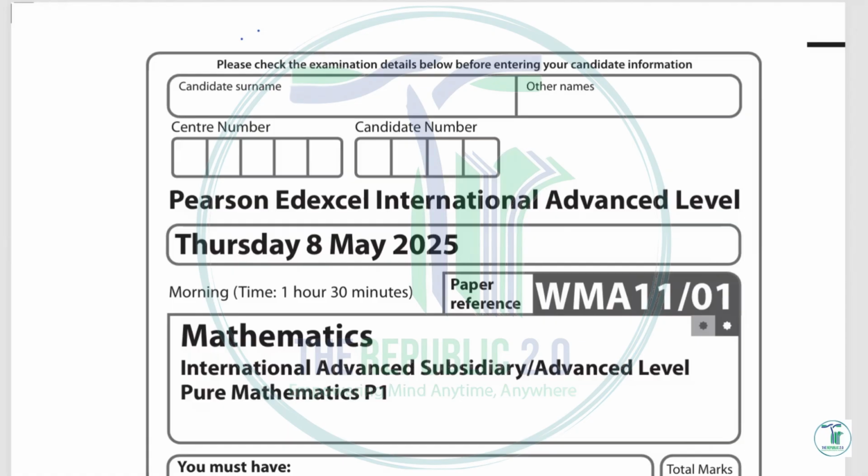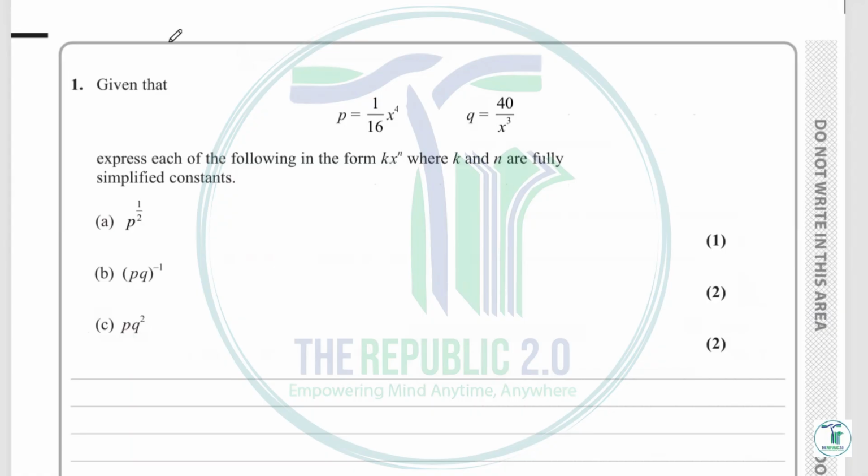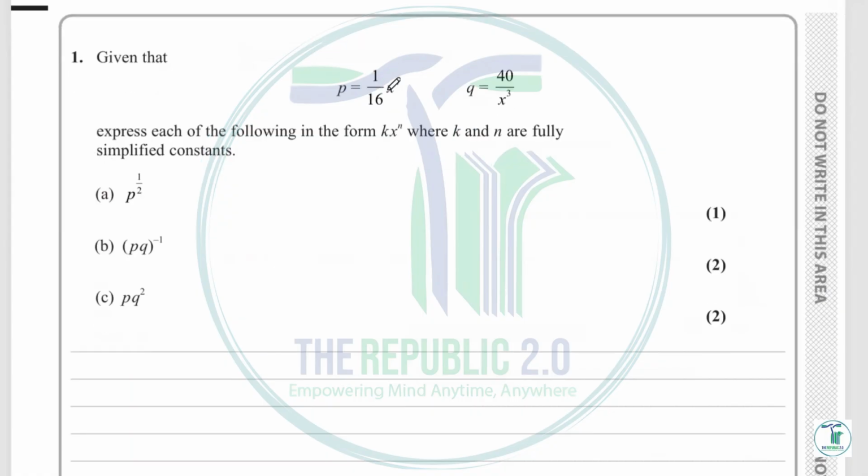So the first question is that we have been given the value of P, that is 1 by 16 times x to the power of 4, and Q is 40 upon x cubed. And we just need to write them in the form of k x to the power of n, where k and n are fully simplified constants. Fully simplified constants are the key terms over here.